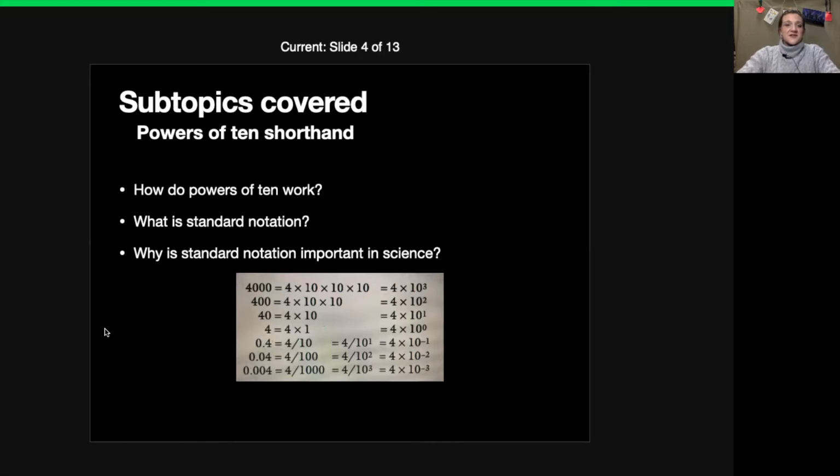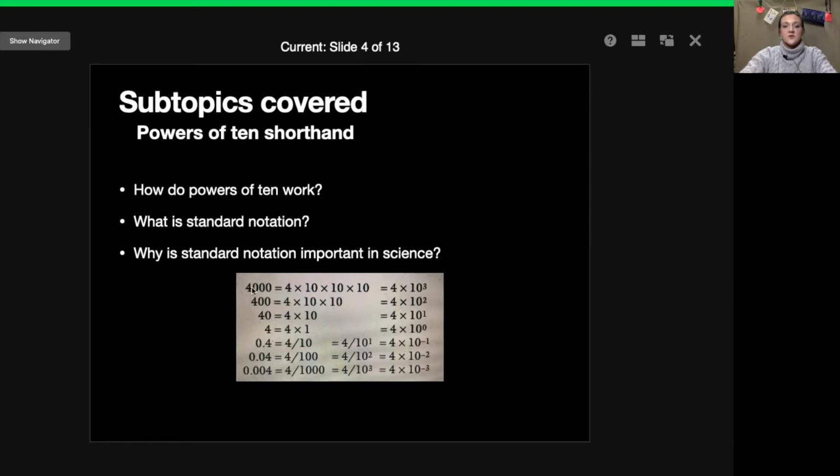Now in the next section, we have powers of 10 shorthand. So how do powers of 10 work? Powers of 10 are basically when you can put various multiples of 10 into one number. So if you look at the bottom here, you have 4,000. So it means that 4 is times by 10 3 times because you have 3 zeros. So that refers to the 10 multiple. So powers of 10 shorthand is a more neat way to write numbers with multiple zeros at the end.